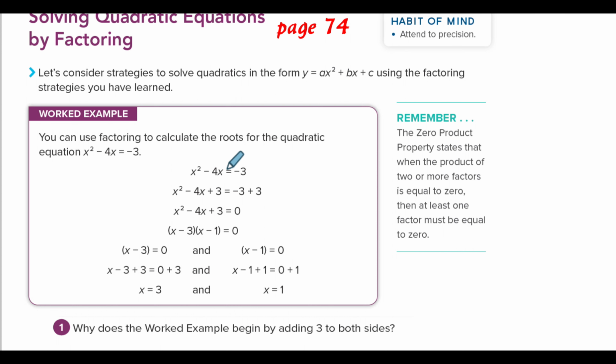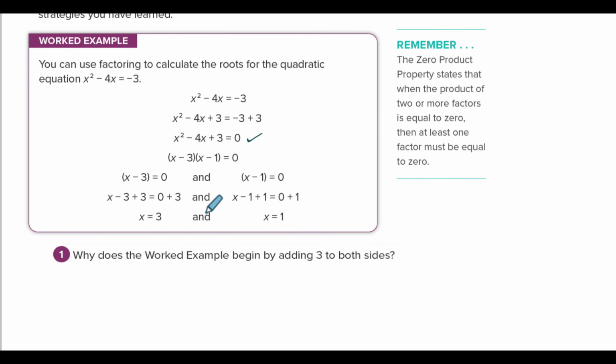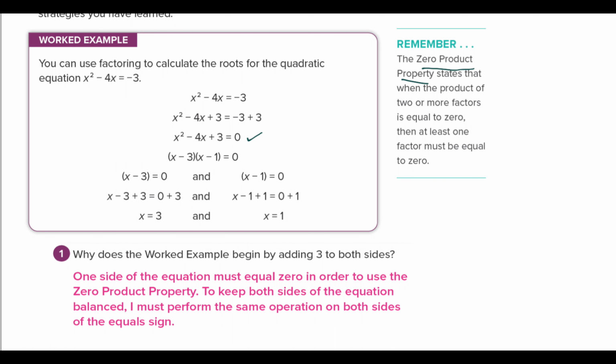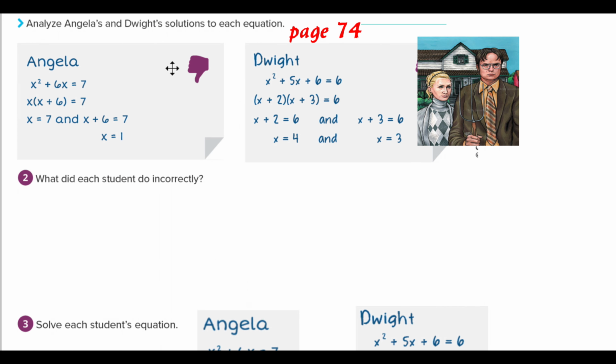We need to move everything over to one side. We have to set it equal to 0 like they did right here, and then you have to factor it. Again, factoring it works because of the zero product property. The zero product property states that when the product of two or more factors equals 0, one of them has to be a 0. And in class, I call them thing 1 and thing 2, right? The two factors, you set them equal to 0 and you solve it. So why does the worked example begin by adding 3 to both sides? Again, that zero product property is why we do that. We can't solve these without the zero product property, or we at least can't set them equal to 0 and solve it easily. So that is something we're going to focus on.